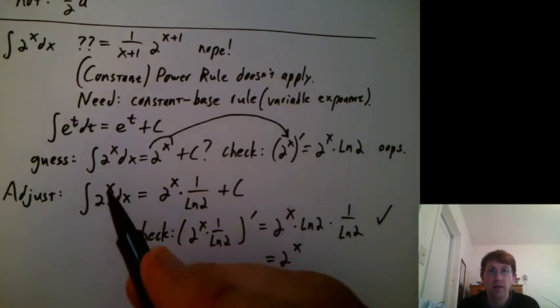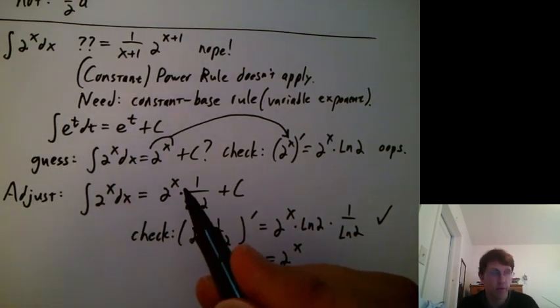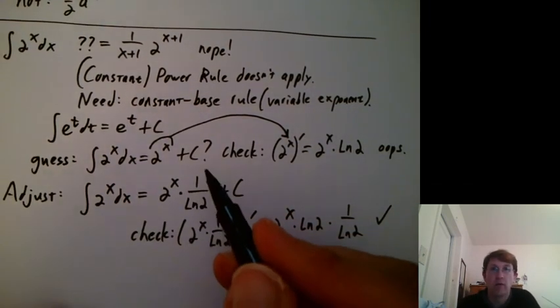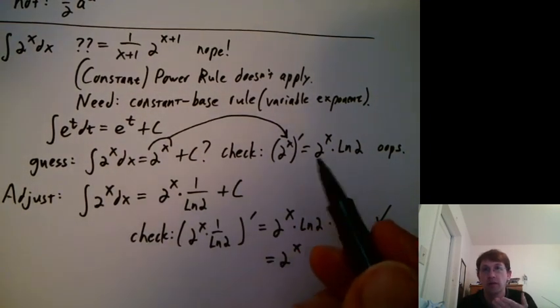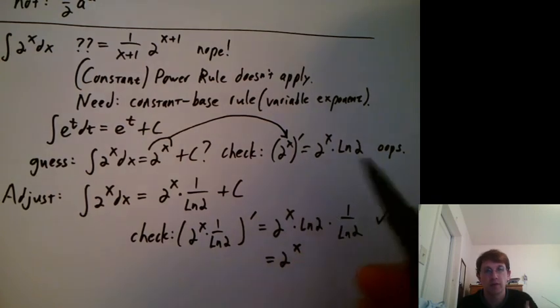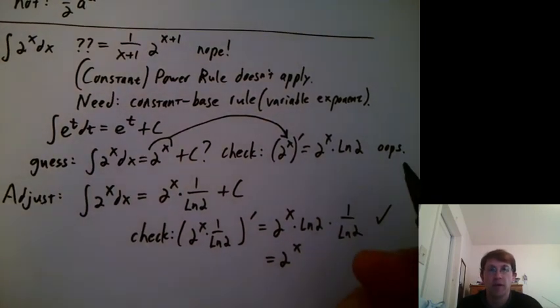So when you're integrating 2 to the x, you end up with a 1 over log 2 factor, which is the opposite of what happens when you're taking the derivative of 2 to the x. So maybe not a surprise, but every now and then it pops up.